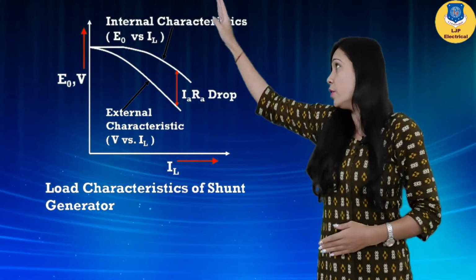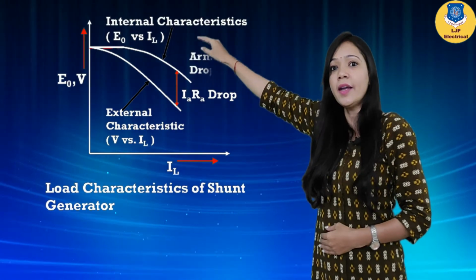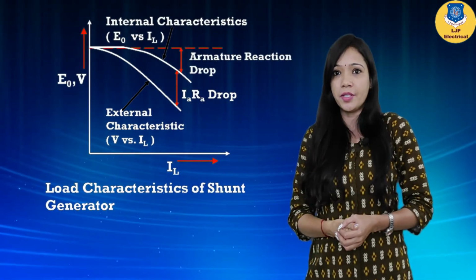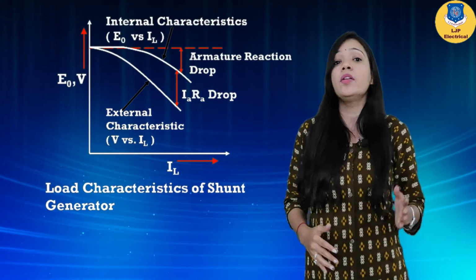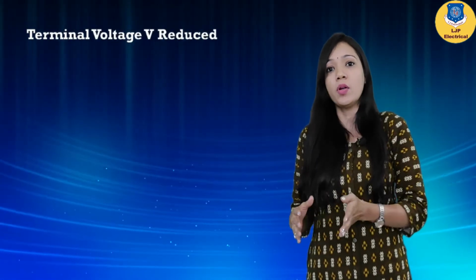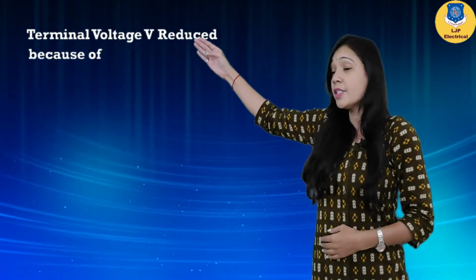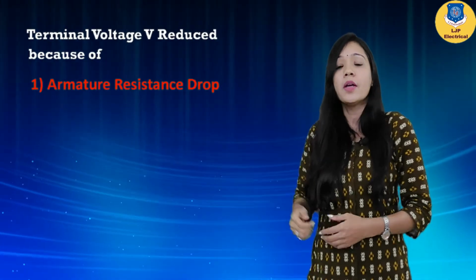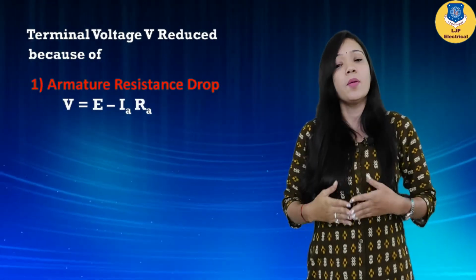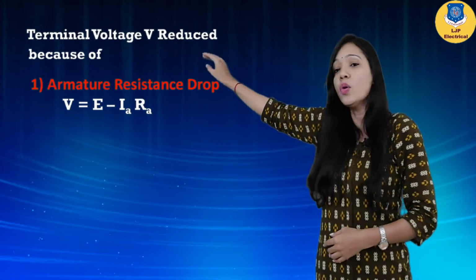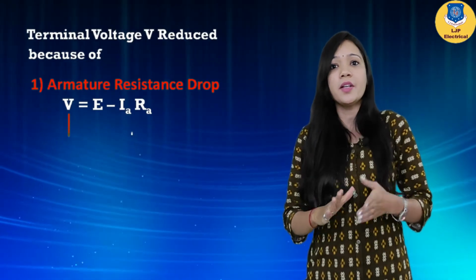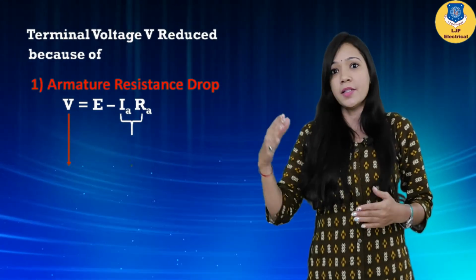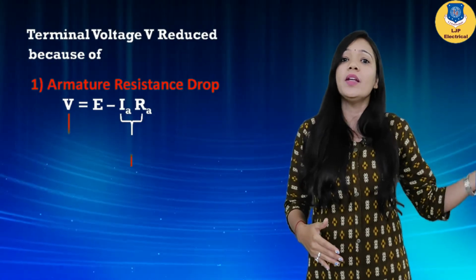See the difference between the internal characteristic and the external characteristic. The terminal voltage V gradually decreases as the load current increases, and the first reason for this reduction is the armature resistance drop. The terminal voltage V is given by the equation V = E - IaRa. So, as the armature resistance drop increases, the terminal voltage will reduce.